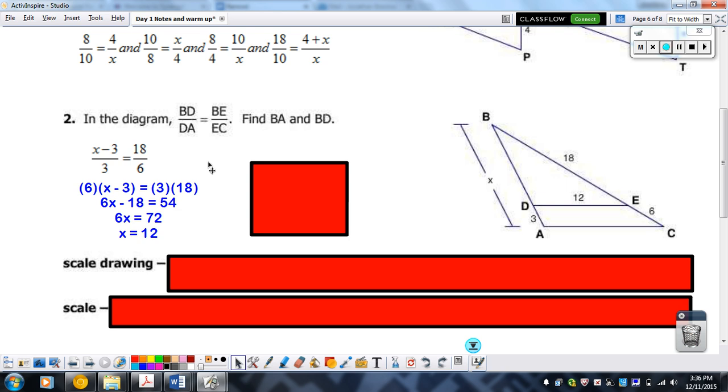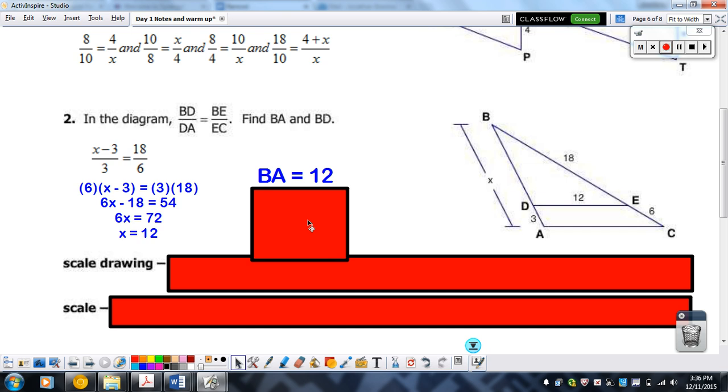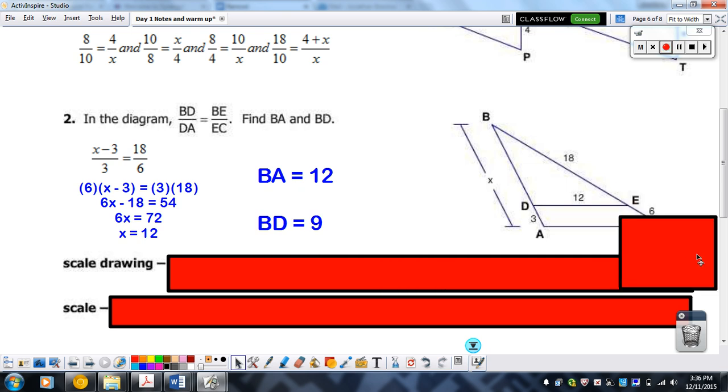But again, I don't want x, I want the length of BA and the length of BD. Well, we know that BA is x, so x is in fact 12, so BA is 12. And BD, as we said over here, is x minus 3, so 12 minus 3 is 9, which is the length of BD.